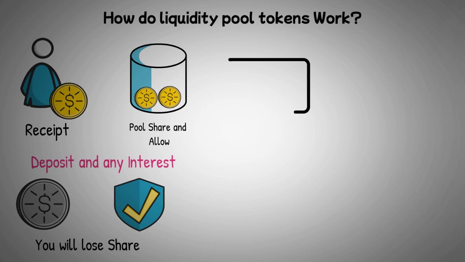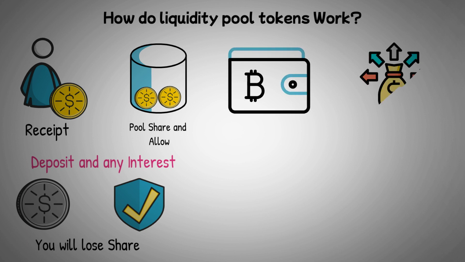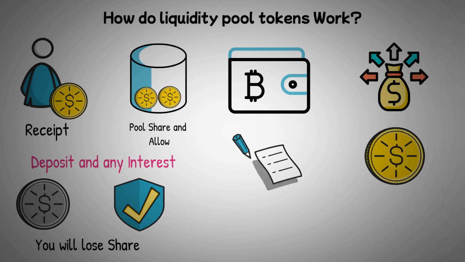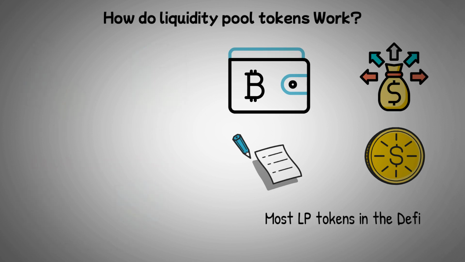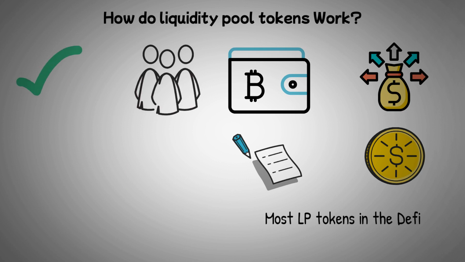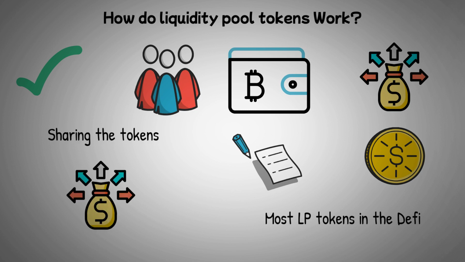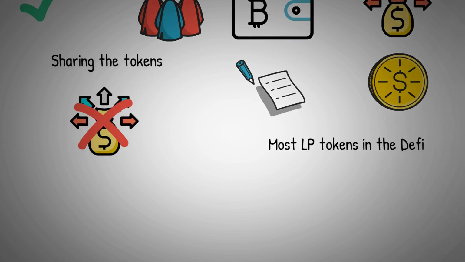Your LP tokens will be in the wallet that you use to provide liquidity. You may need to add the smart contract address to see the LP token in your crypto wallet. Most LP tokens in the DeFi ecosystem can be transferred between wallets, and thus ownership is transferred. However, you should always check with the liquidity pool service provider to ensure this is the case. Sharing the tokens may result in a permanent loss of the liquidity supplied in some situations.